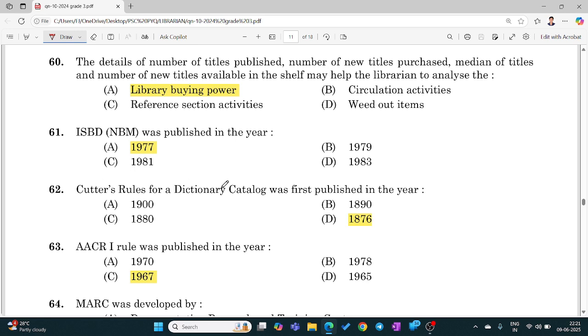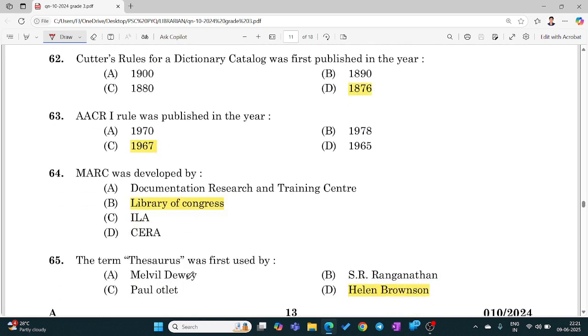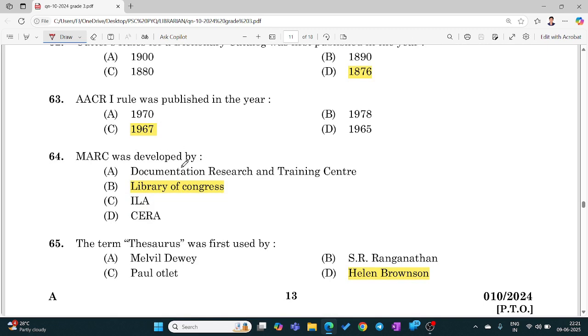Cutter's rule for a dictionary catalog was first published in the year 1876. AACR 1 rule was published in the year 1967. MARC was developed by Library of Congress. The term thesaurus was first used by Helen Brownson.